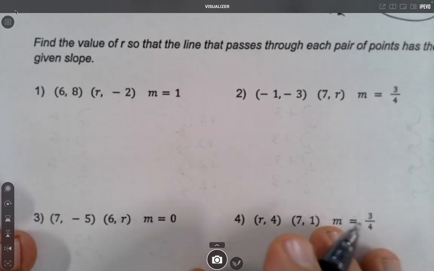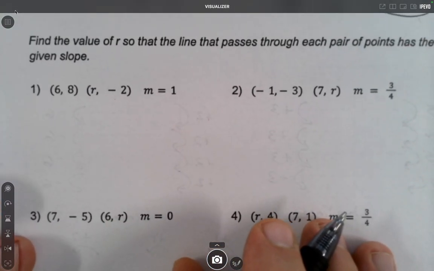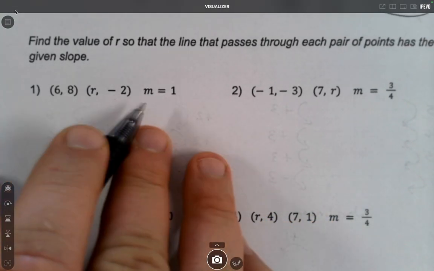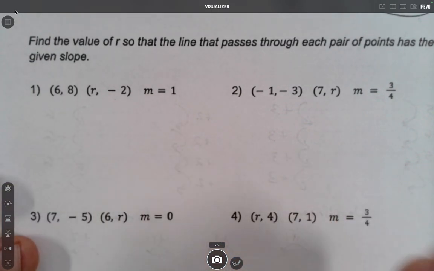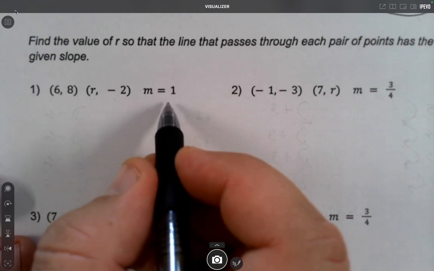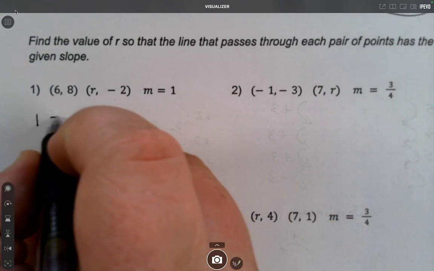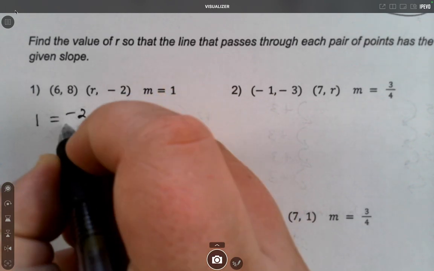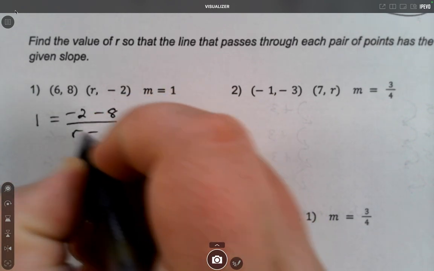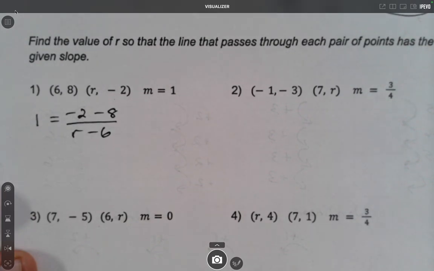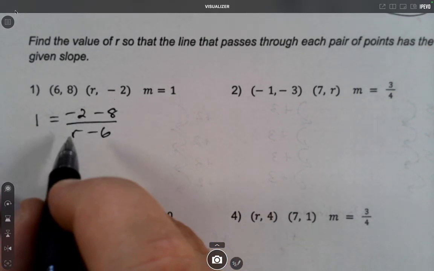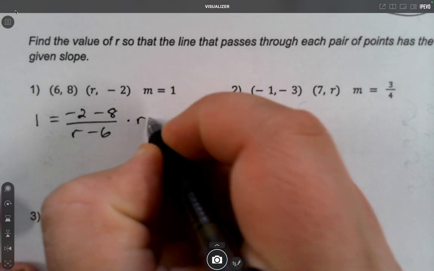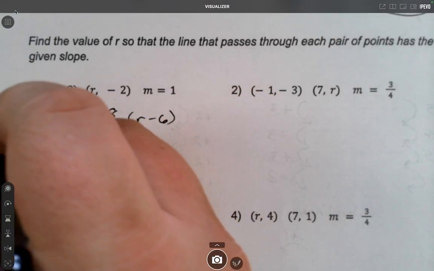So let's take that same logic and compute these down here. They've given us the 2 points, and they use r. It doesn't really matter what variable they use, but that's the one our book uses, so I stuck with that. And you plug in your slope. So I say 1 equals y2 minus y1 over x2 minus x1. So this one has the same pattern as the first example I showed. The r is on the bottom, so I'll multiply both sides by r minus 6 to get it out.